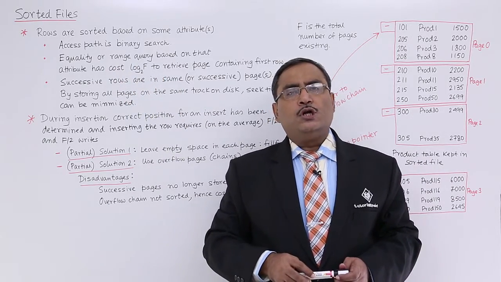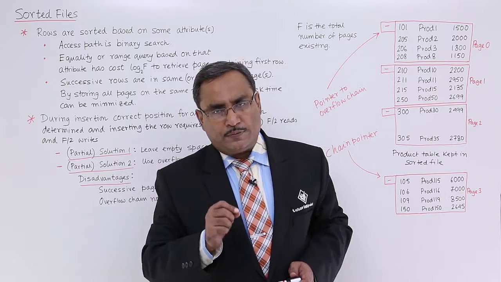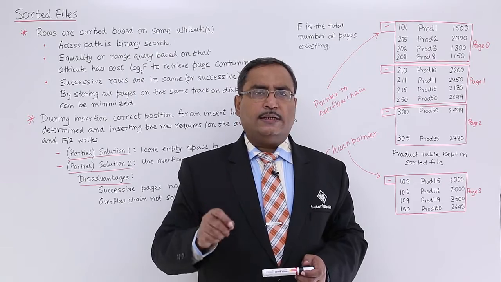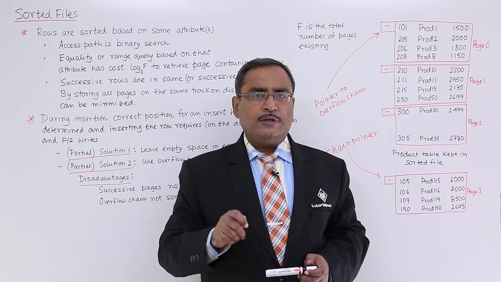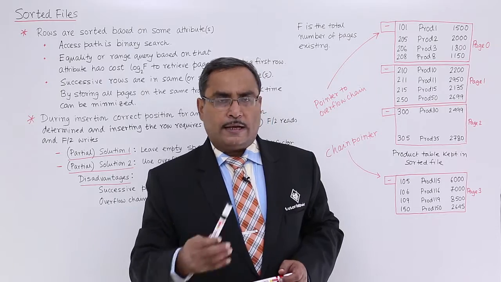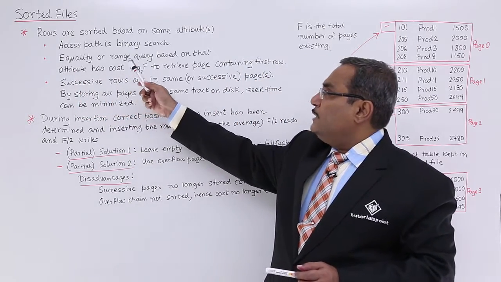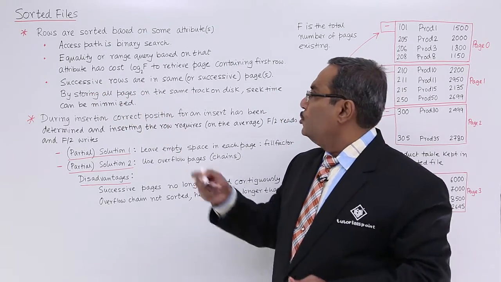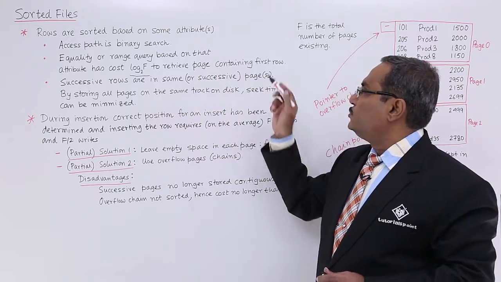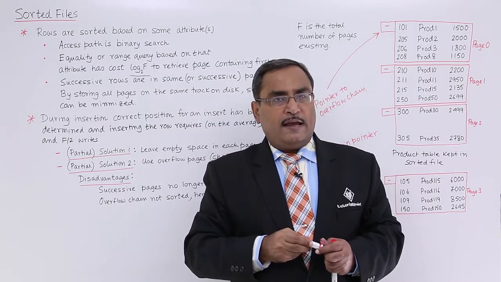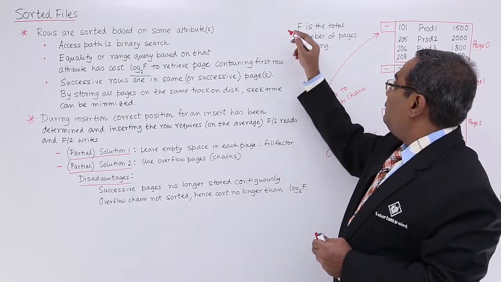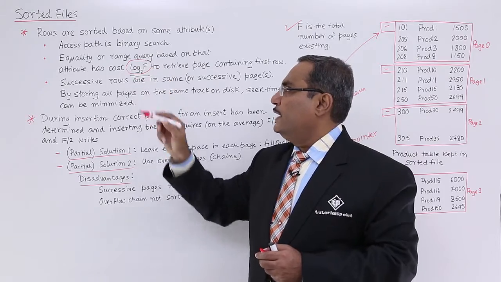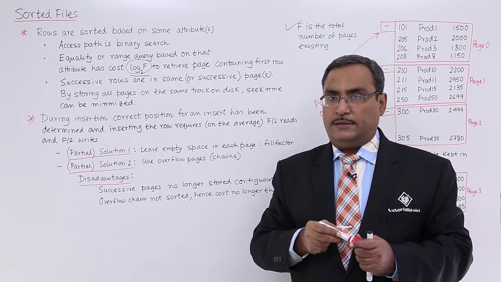We know that in case of sorted data, if I want to perform any kind of searching, then we can use binary search. And binary search has the searching complexity log of n to the base 2, where n is the number of data. An equality or range query based on that attribute has cost log of f to the base 2 to retrieve the page containing the first row. Now what is f here? F is the total number of pages existing. So here the complexity factor is log of f to the base 2.